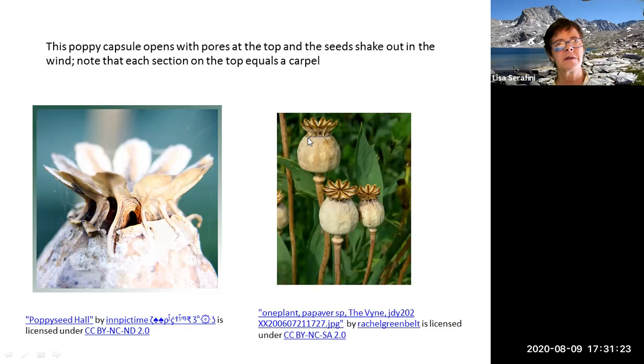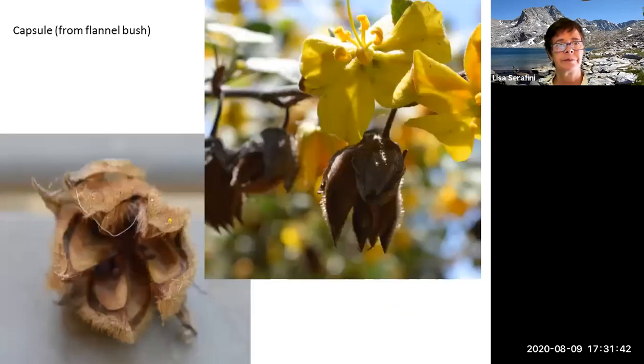In class, we have some of these poppy capsules, but people have shook the seeds out because in these poppy capsules, we have openings of pores, and the seeds actually shake out of those pores. Now, each one of these segments actually represents a carpel, so there are many carpels in each capsule. And this is a flannel bush, Fremontodendron if you want to know, and these are capsules that are opening up. You can see it opened up here also.